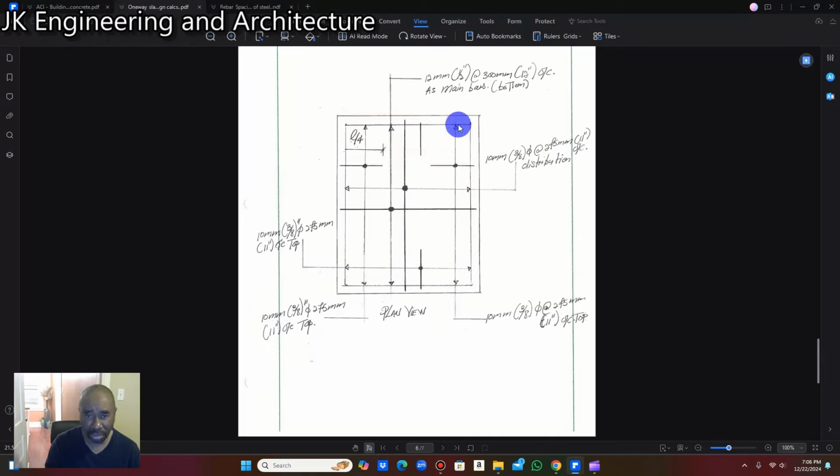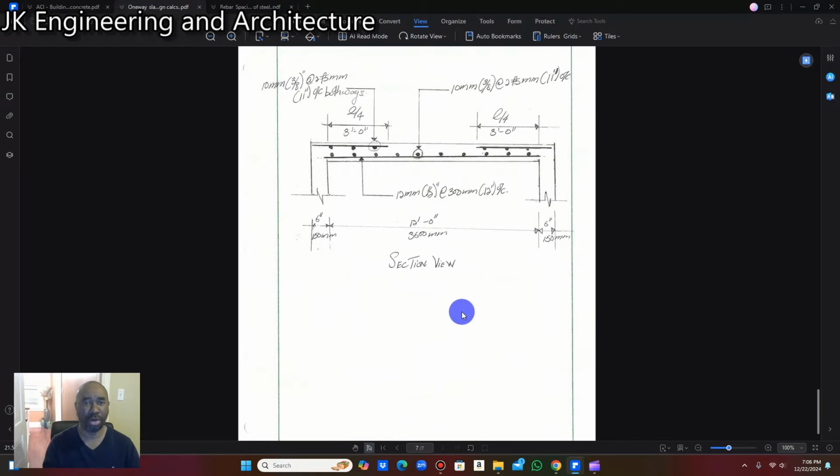Same thing for this one here. You're going to run from this point here to this point here. Same thing, 10 millimeter, 3/8 diameter, 275 millimeter on center, or 11 inches on center. All right. So we're going to come down now to our cross section now.